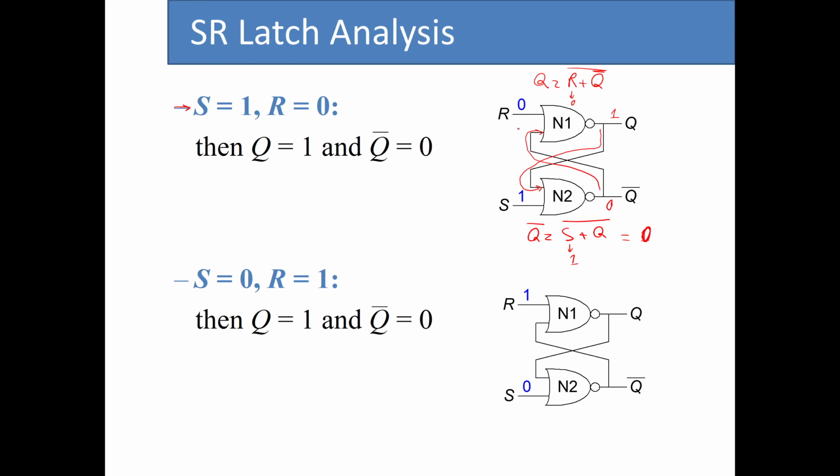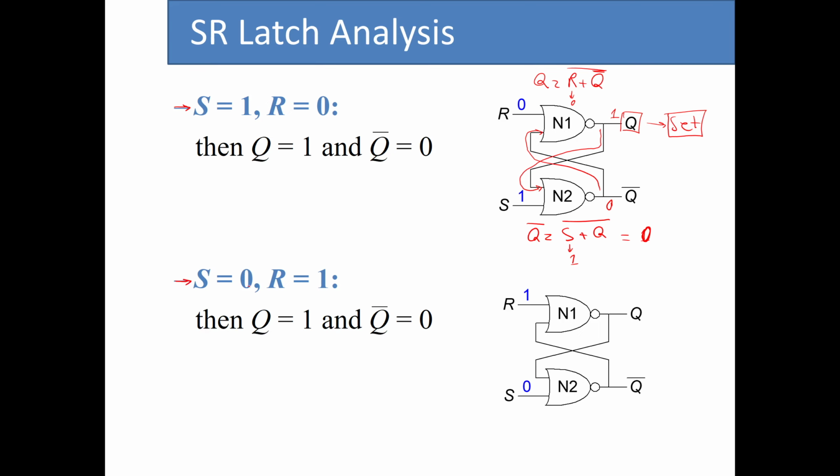So the conclusion here is that when R is 0 and S is 1, Q becomes 1, Q bar becomes 0. Since we usually work with Q, and this configuration of R and S makes Q to be 1, we just say that this configuration sets the output of the SR-Latch. So this is the first combination that we wanted to go over. Let's just go over the second one.